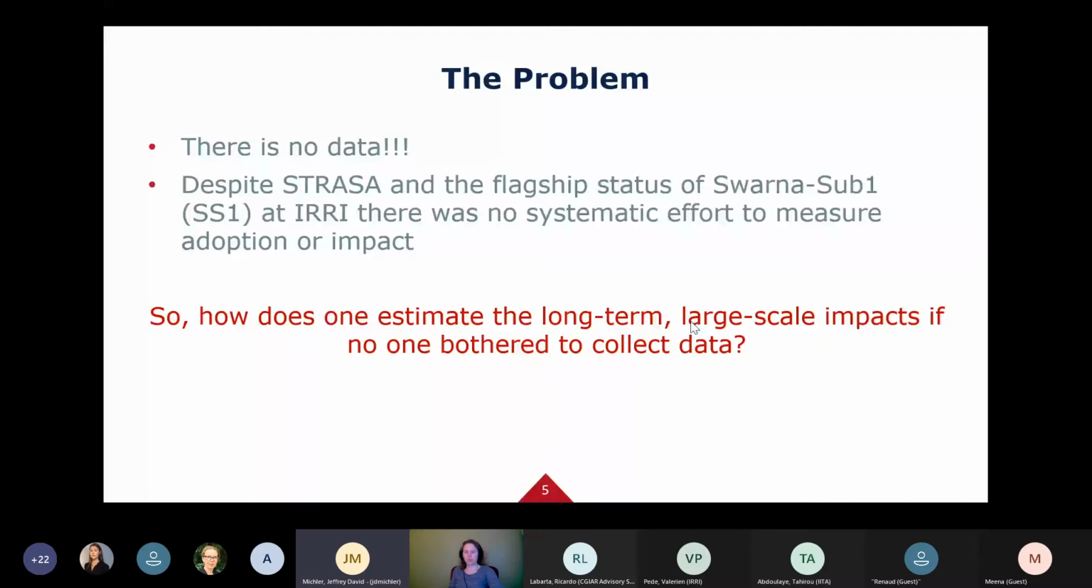So our problem is, well, this is a great opportunity. We think STRVs are a good candidate for speaking to this SPIA call, but we don't have the data that we would typically use as economists to estimate this sort of thing.